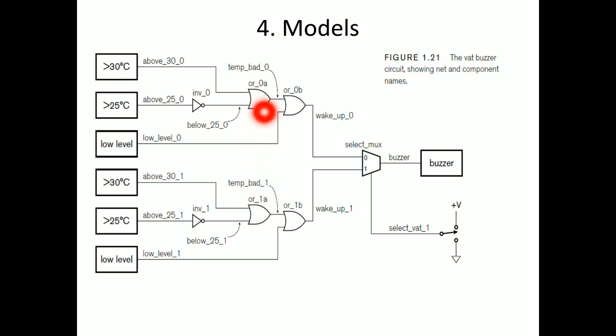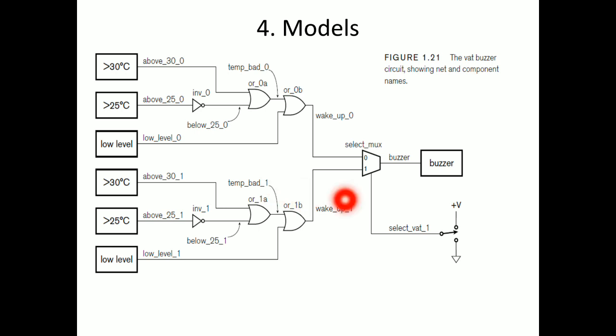Since we mentioned that multiple NOT gates or multiple OR gates are there, how to identify them? See, inverter 0, then inverter 1. This is how we can identify the same NOT gate with different names. Same OR gates with different names: R0A, R0B, R1A, R1B. 0 means VAT 0 component; these are the components present in VAT 0. 1 means these are the components present in VAT 1.